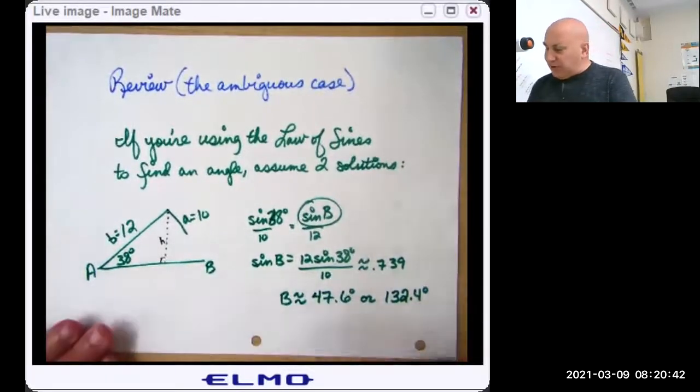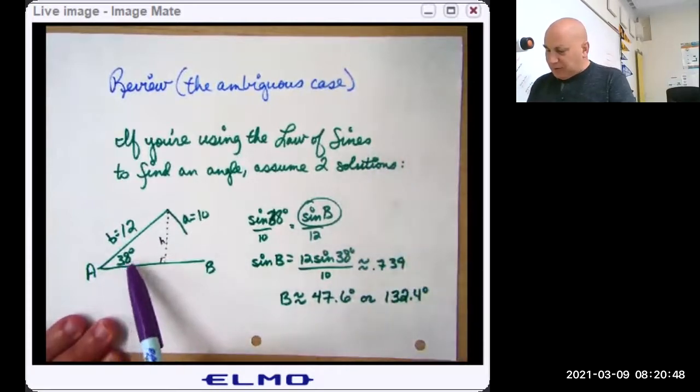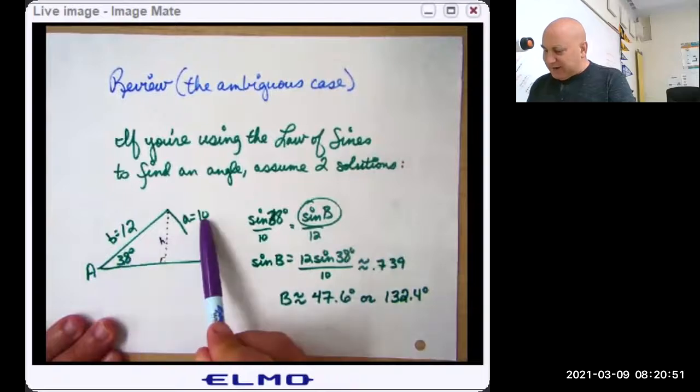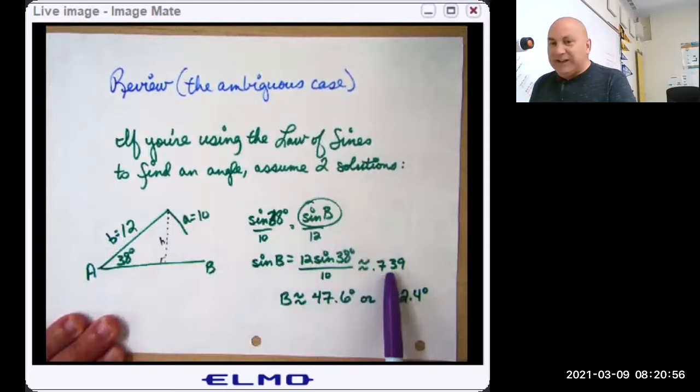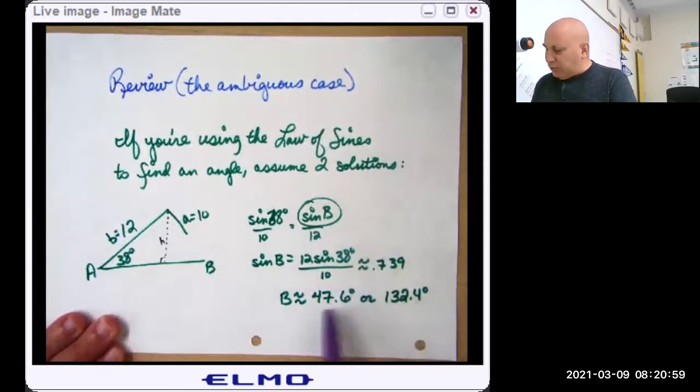Now remember, if you're using the law of sines to find an angle, assume two solutions. So sine of 38 degrees divided by 10 is equal to the sine of B divided by 12. Solve for the sine of B, you get this value. And there are two angles that have this sine. You take the arc sine of this, which gets you into the first quadrant. Remember our principal values get you into the first quadrant. And then if there's a first quadrant angle that has this sine, the second quadrant angle must have the same reference angle. So it would be 180 minus this.